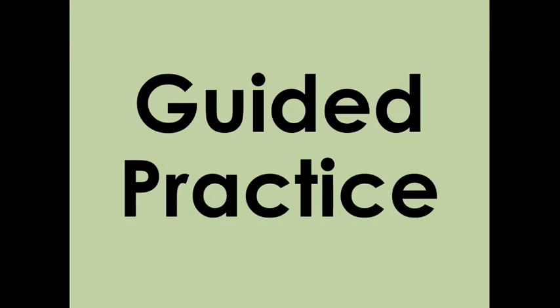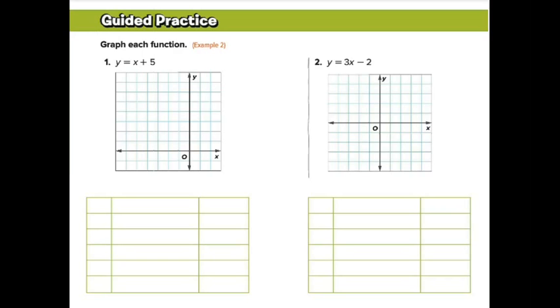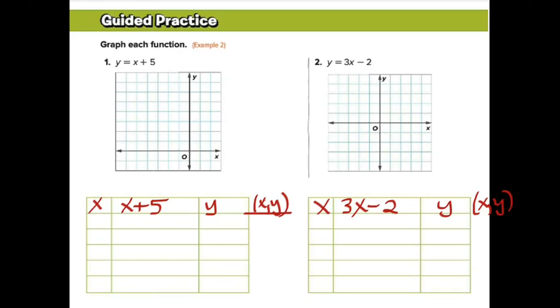Okay, let's take a look at the guided practice. Graph each function. Go ahead and hit pause. I want you to try these on your own, and then I will put up some examples. I'll help you get this started at least. X plus 5, Y, and you can have an extra column for your ordered pairs if you would like. That's up to you. Our equation is 3x minus 2. You can choose your own x's. I will give you some x's if you don't want to pick on your own.